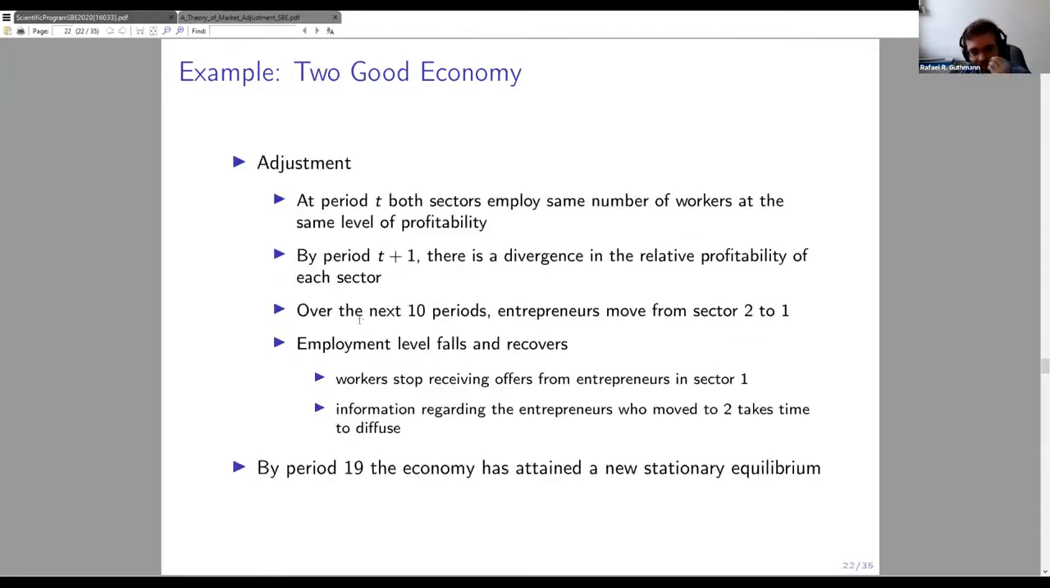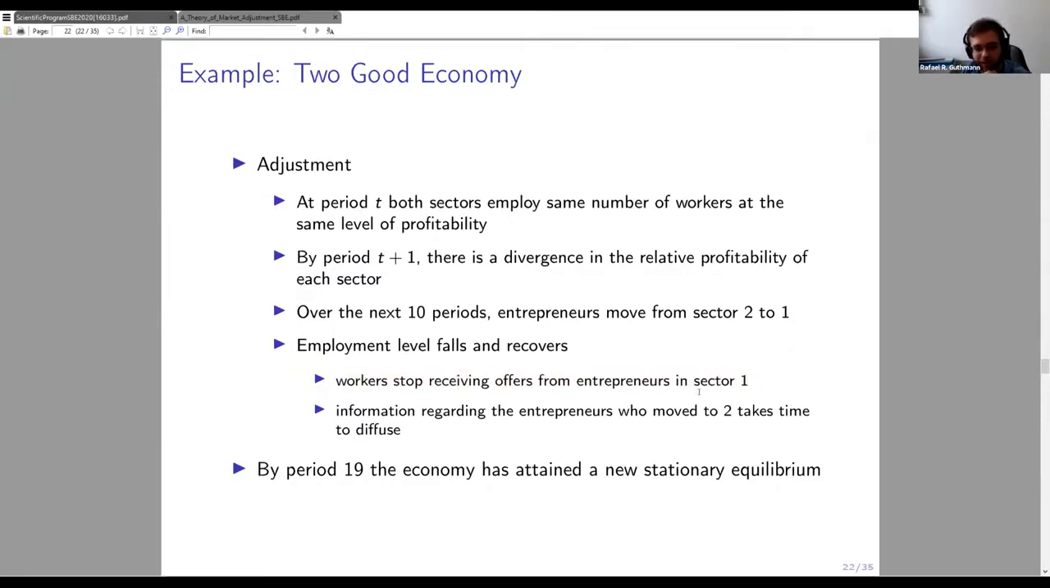So what happens is that at period T, both sectors will employ the same number of workers at the same level of profitability. By period T plus 1, there will be a divergence in the relative profitability in each sector. And then given these parameters, you have a movement of entrepreneurs from sector 2 to 1, right? And then there will be a change in the level of employment because of the frictions in the labor market. The idea is that because it takes a while for the workers to gain access to the firms operating, and the firms take a while to grow, lots of firms shutting down in sector 2 and opening up in sector 1 will result in an aggregate decrease in the demand for labor in the economy. Many workers will stop receiving offers from entrepreneurs in sector 2, and it takes a while for information to diffuse. So this is sector 2 here, because the firms will move from sector 2 to 1. So this is a typo here. By period 19, the economy will attain a new stationary equilibrium, right?